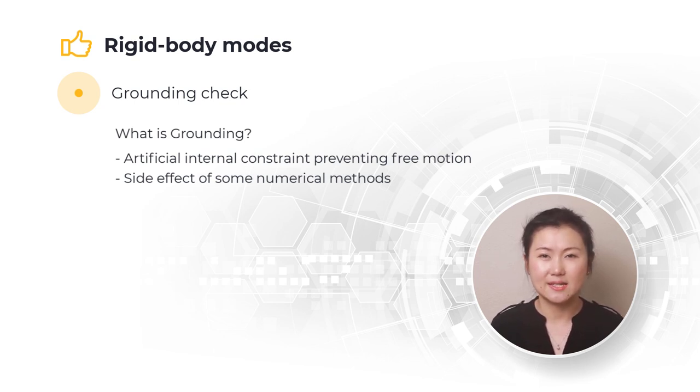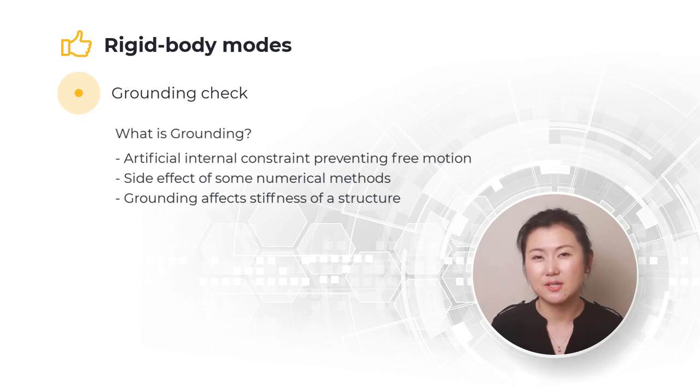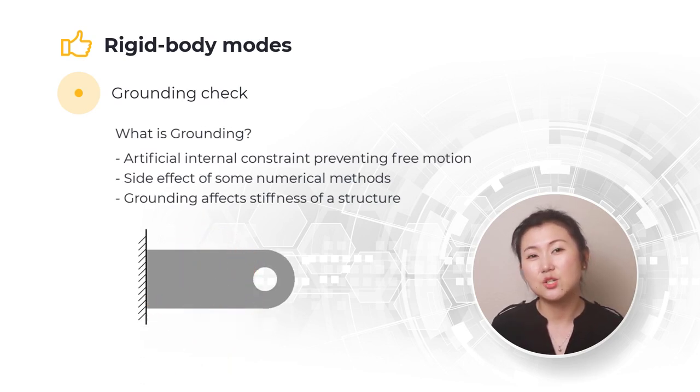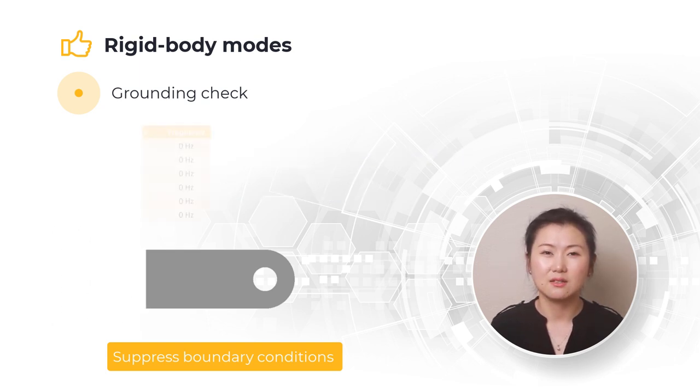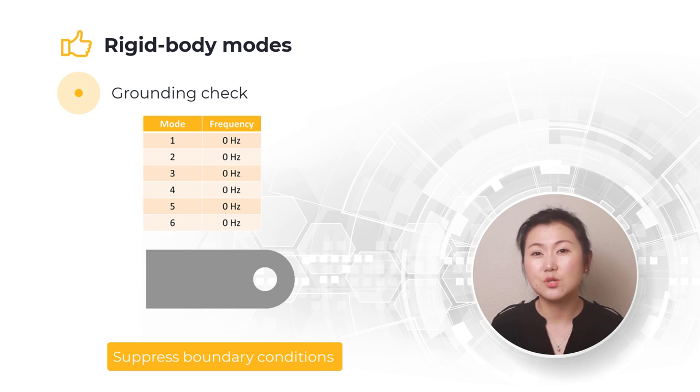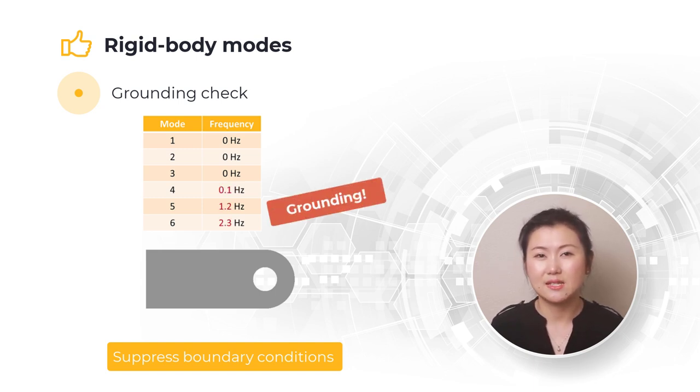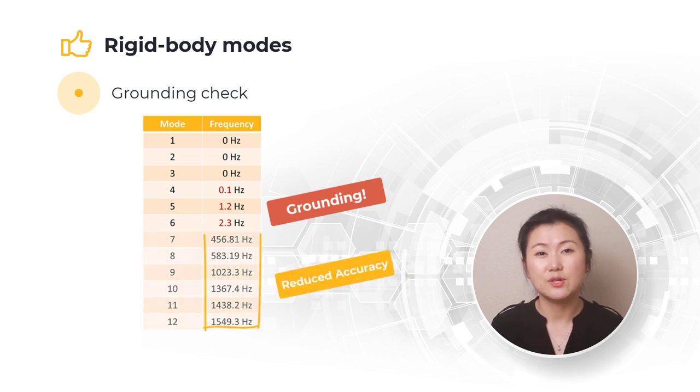If grounding exists, it means the model results of the current system are not accurate, because grounding can affect the stiffness matrix of the structure. The way to identify grounding in a system is to first suppress all the supports or boundary conditions and run a modal analysis. We expect to obtain 6 rigid body modes with 0 or near 0 frequencies. If a rigid body mode has non-zero frequency, this may mean that grounding exists in the system, and the higher frequencies with constraints will be affected too.